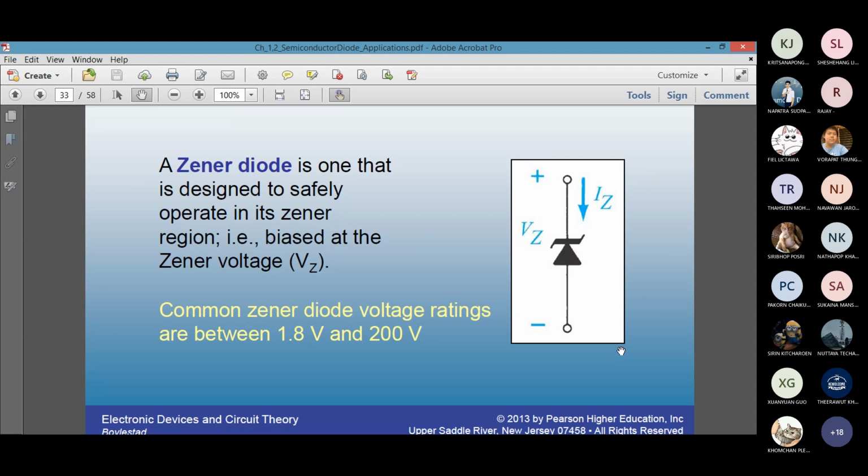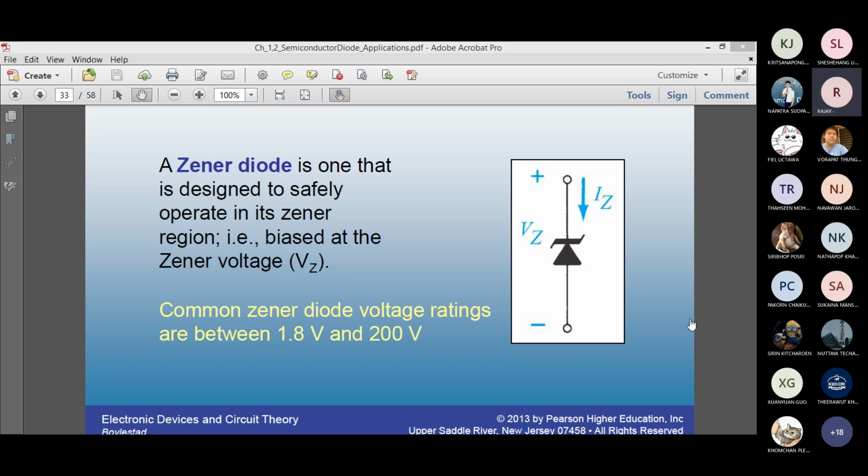Zener diode. What is the other name of Zener diode? There is another common name of a Zener diode. Rajay, let me ask Rajay. Yes, Ajahn. Can you tell me another common name of Zener diode? Ajahn, I don't know. What about Seni? Me too, Ajahn. I don't know.